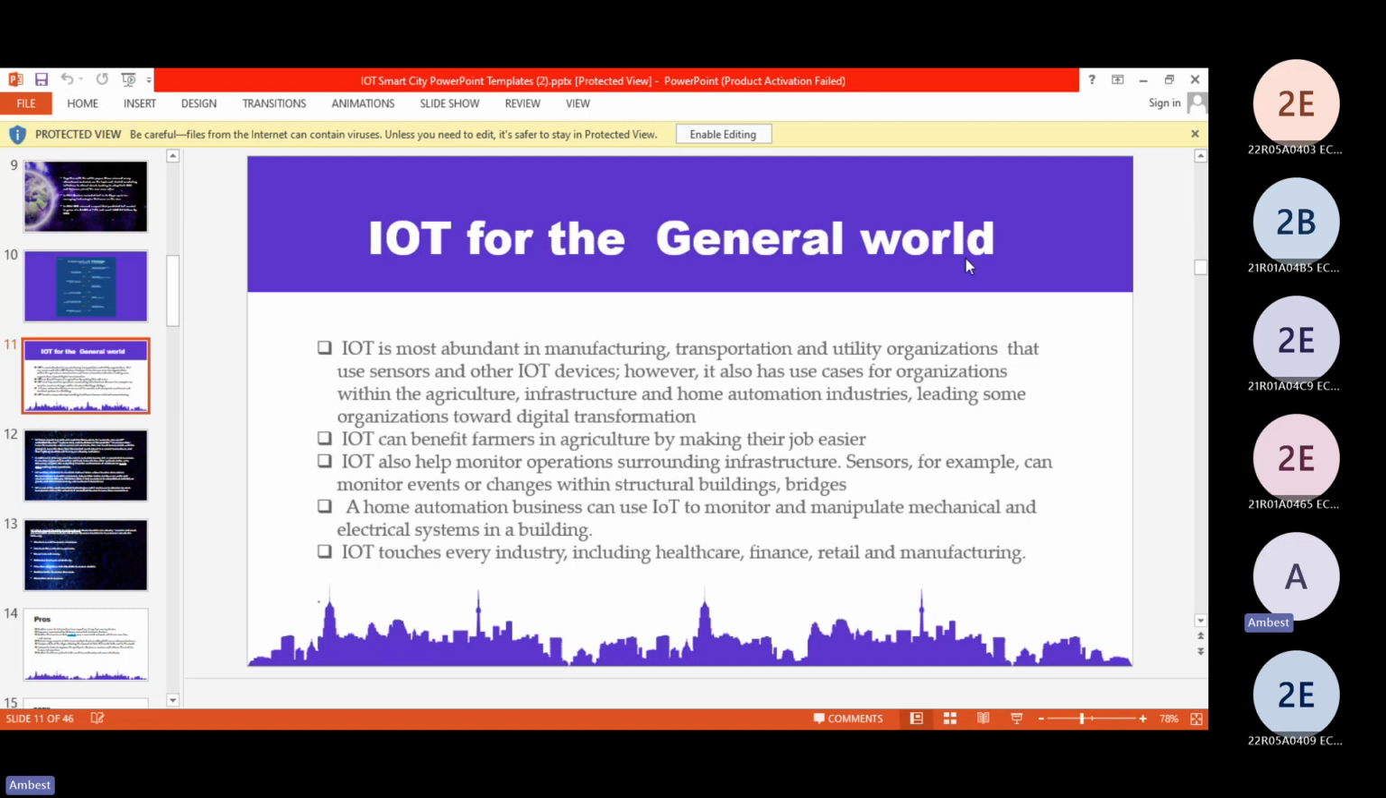Manufacturing, transportation, and utility organizations use sensors and other IoT devices. There are also use cases in organizations within agriculture, infrastructure, and home automation industries, and it has led towards digital transformation. IoT mostly benefits farmers in agriculture by making the job easier. It also helps monitor the surrounding infrastructure with sensors, for example monitoring events that change the structure of buildings, bridges, and so on.